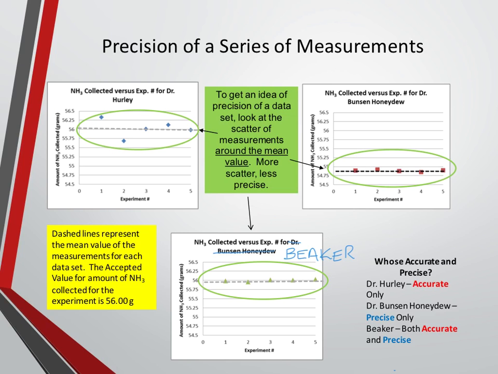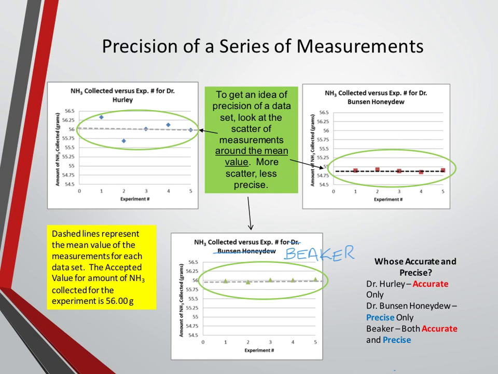Now let's look at Dr. Bunsen Honeydew. Now remember, he was not accurate because his mean value and his error was high, but his mean value was about 54.89 and our accepted value was 56, right? But when you look at his individual data compared to his mean value, he's very tightly packed around that mean value. There's very little scatter. So he is very precise in his measurements, but his measurements are very inaccurate.